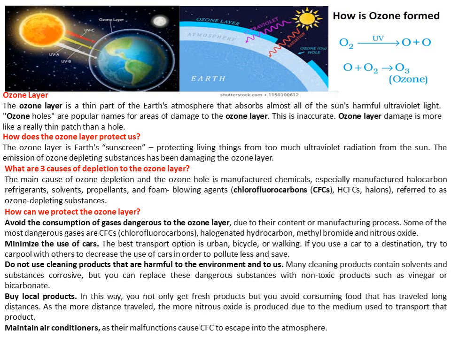How does the ozone layer protect us? The ozone layer is Earth's sunscreen, protecting living things from too much ultraviolet radiation from the sun. The emission of ozone-depleting substances has been damaging the ozone layer.